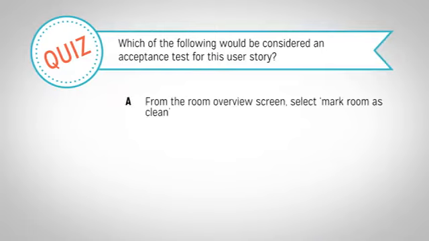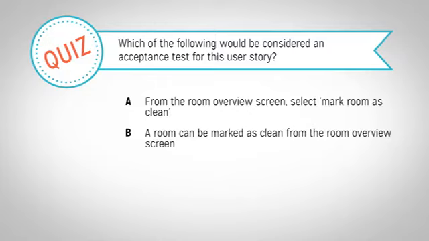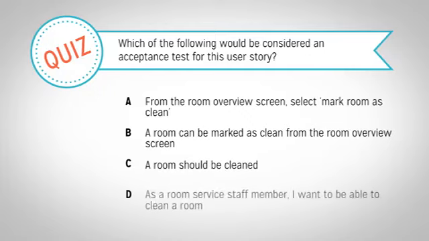A. From the room overview screen, select Mark Room as Clean. B. A room can be marked as clean from the room overview screen. C. A room should be cleaned. Or D. As a room service staff member, I want to be able to clean a room.